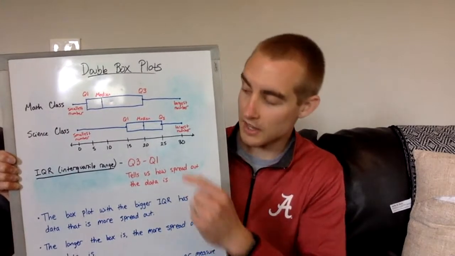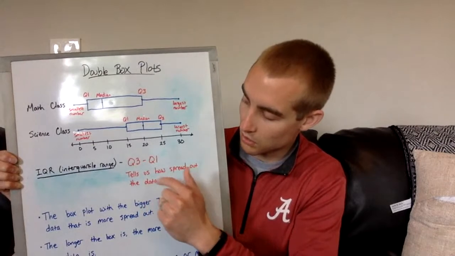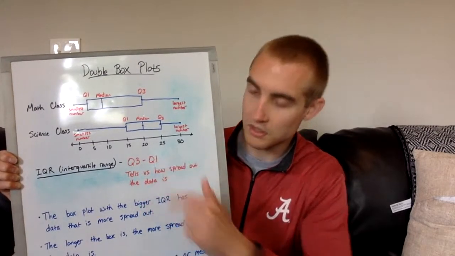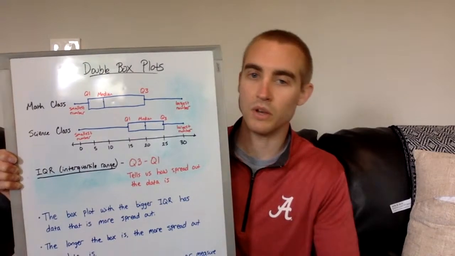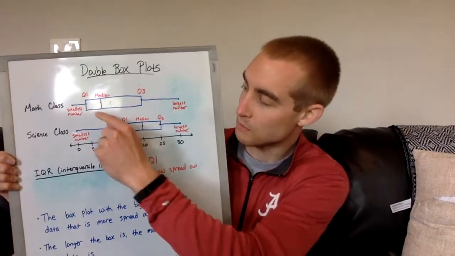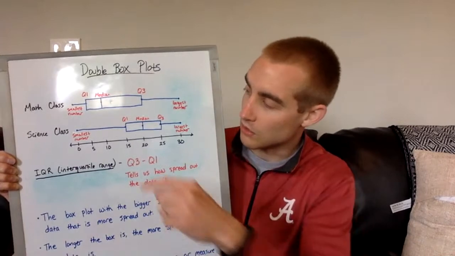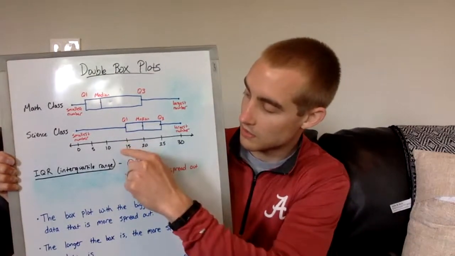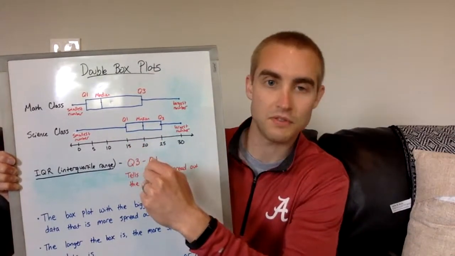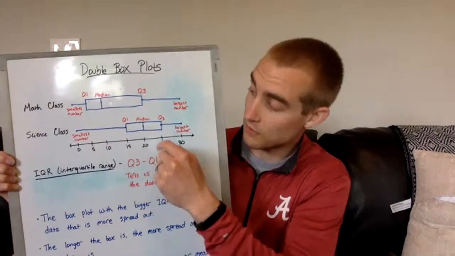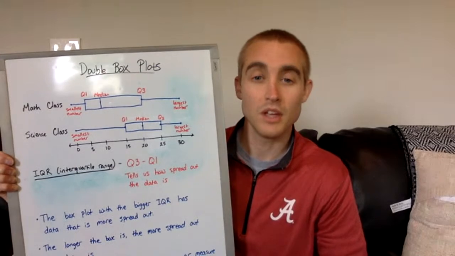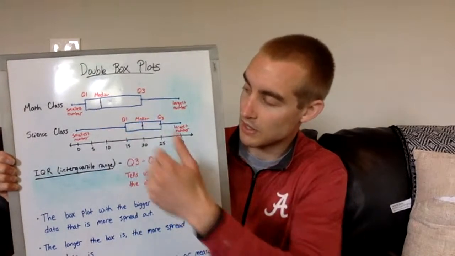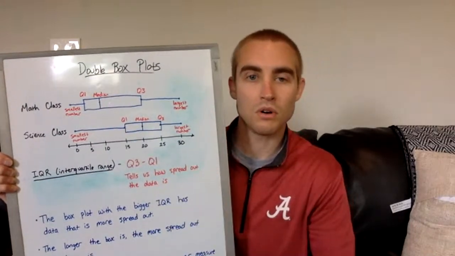The way that you find the number for the IQR is you take Q3 and you subtract Q1 from it. Q3 minus Q1. So if you look at this box and whisker plot, you've got Q1 already. You just have to come down and say it's at 15 for science class. You have Q3. It's at 25 for science class as well. So you just take 25 minus 15. Your IQR would be 10.